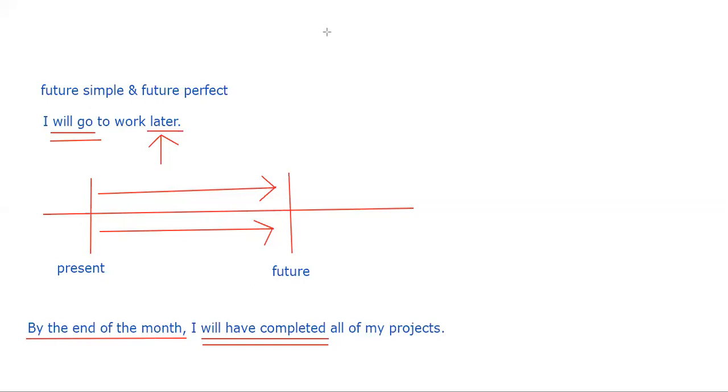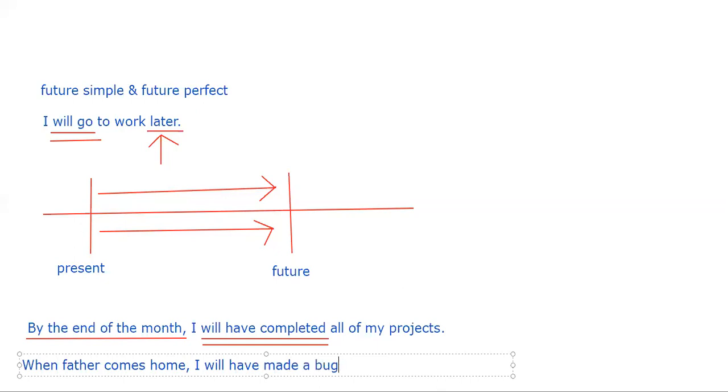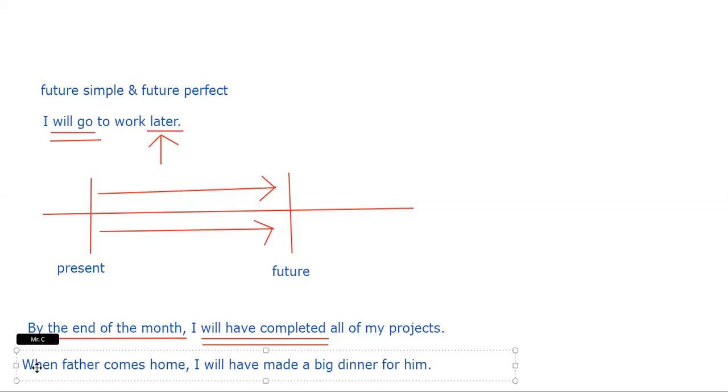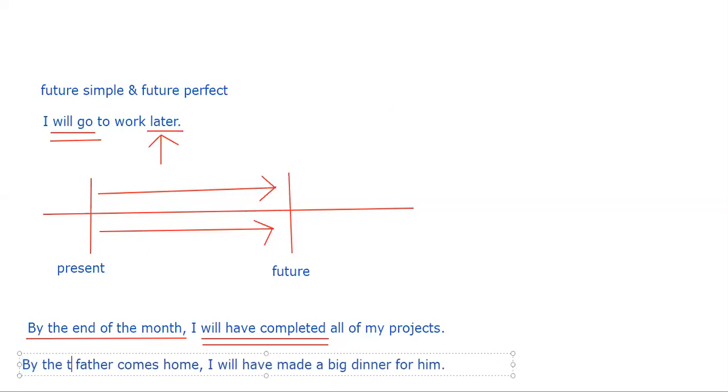So, in another example, you could say, when father comes home, I will have made a big supper for him, or a big dinner, let's say. I will have made a big dinner for him. When father comes home, I will have made a big dinner for him. Or you could say, maybe it'd be better if I did this: by the time, let's say that. That's a little bit better. By the time father comes home, I will have made a big dinner for him.